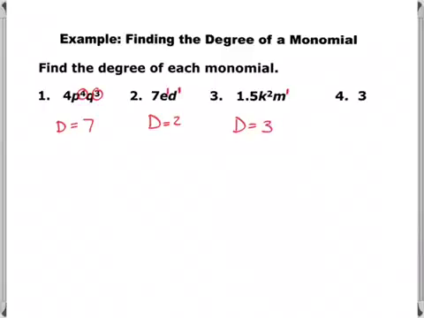And then 4, this is a constant. It's a single number without a variable. So that means its degree is just 0. Anytime there's not a variable, your degree is just 0.